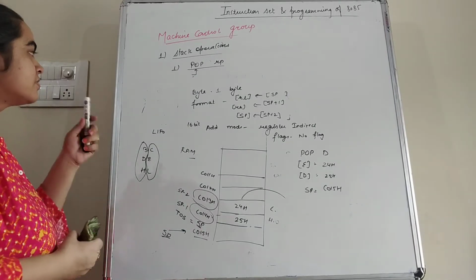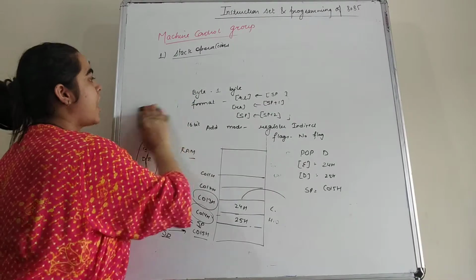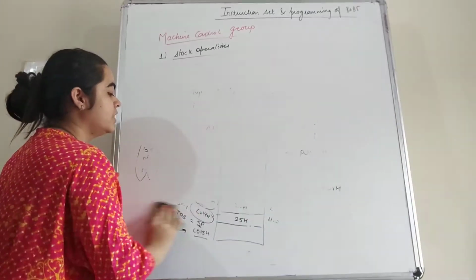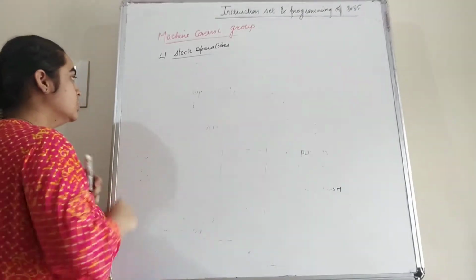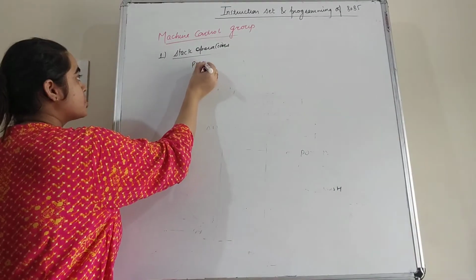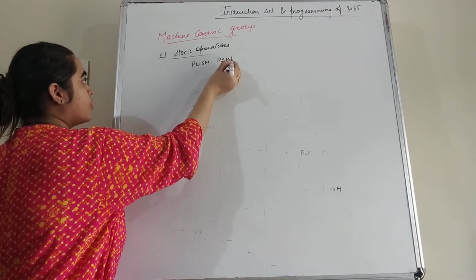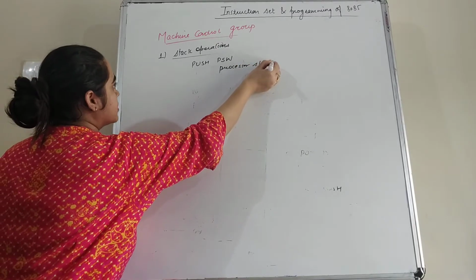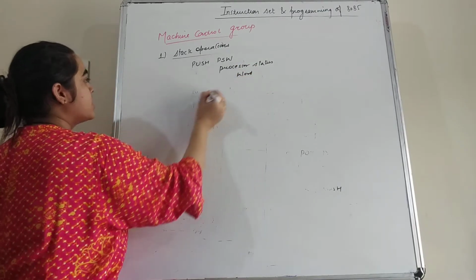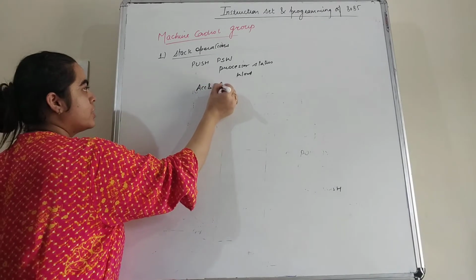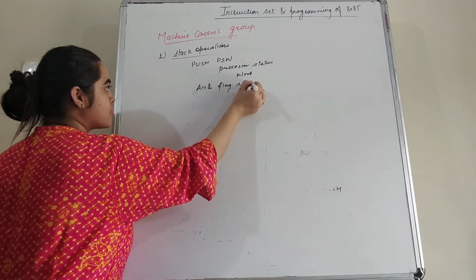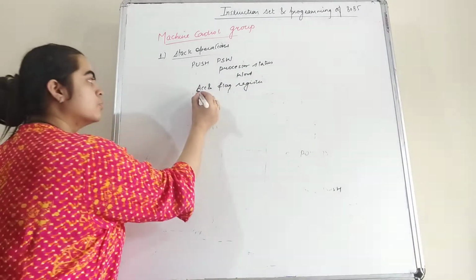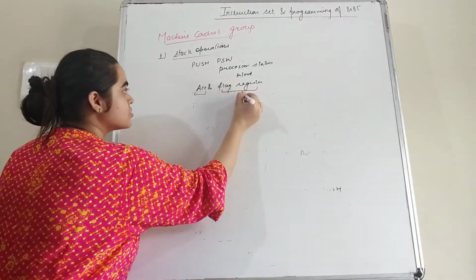Now students, after this, the next instruction we have is PUSH PSW. PSW means program status word. So it stands for processor status word. That means we push the contents of the accumulator as well as the flag register, or we can say the status register, into the stack area. The accumulator is 8-bit and the flag register is 8-bit.